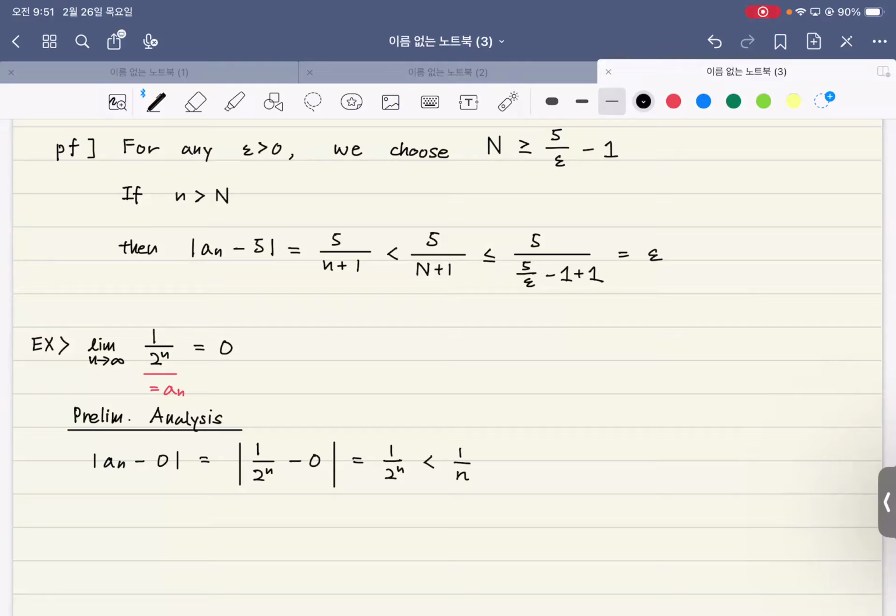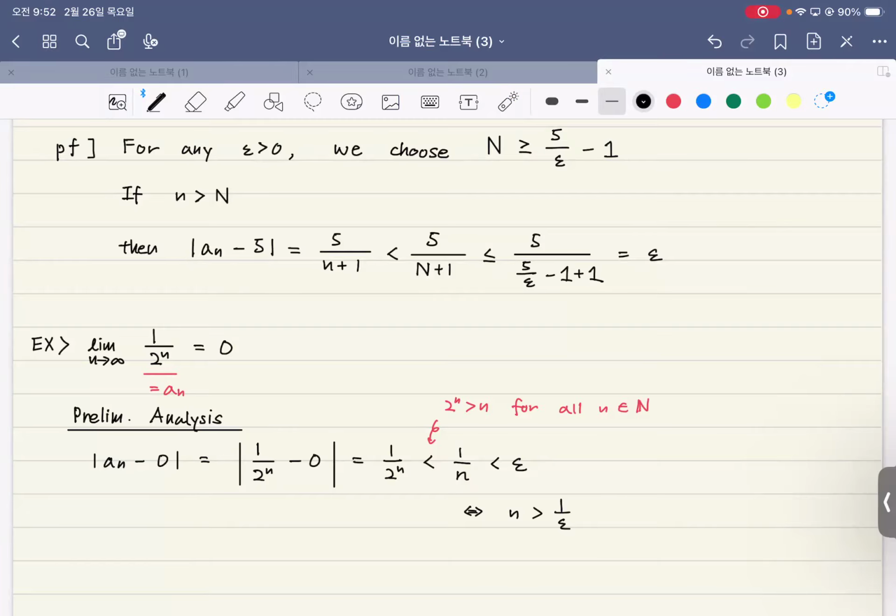Comparing 1 over 2 to the nth power and just 1 over n, which one do you think is greater? Obviously 1 over n is greater. How do I know that? Because we know this. If you're pursuing 100% mathematical rigor, you can try to prove this by mathematical induction, but I won't. Just take this for granted. And we require that 1 over n is less than epsilon. Now solve this final inequality for n: n is greater than 1 over epsilon. This is the end of my preliminary analysis.